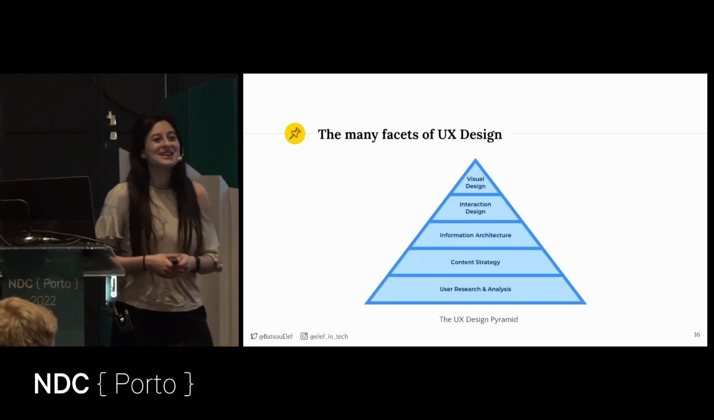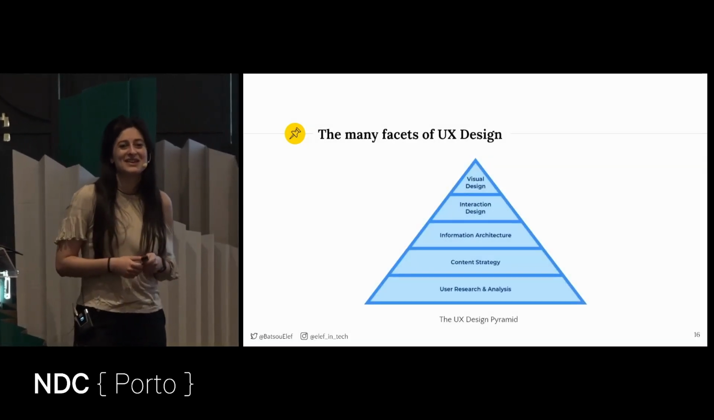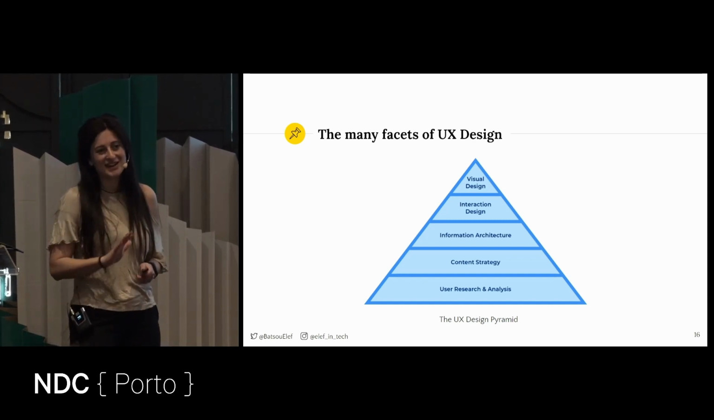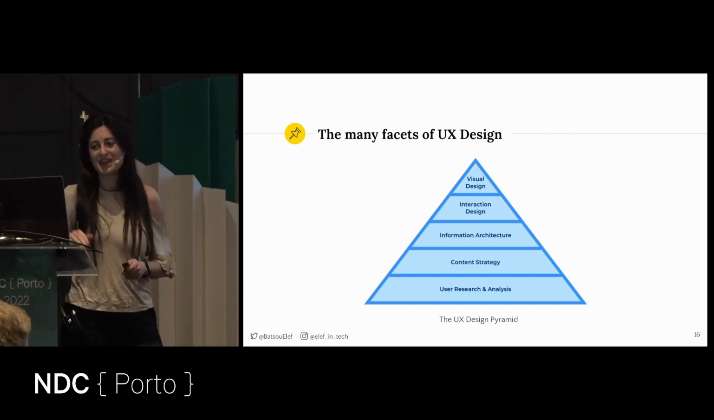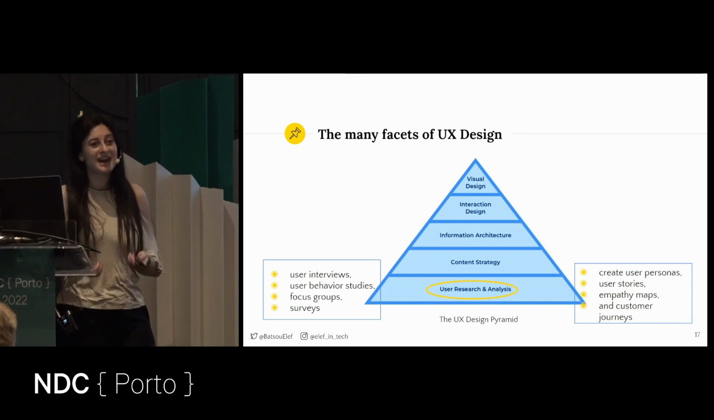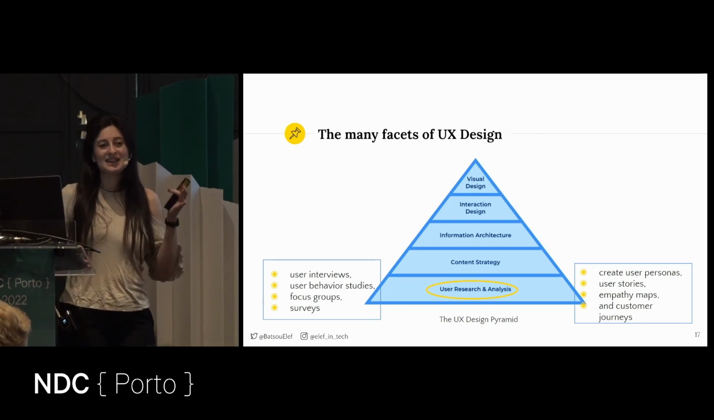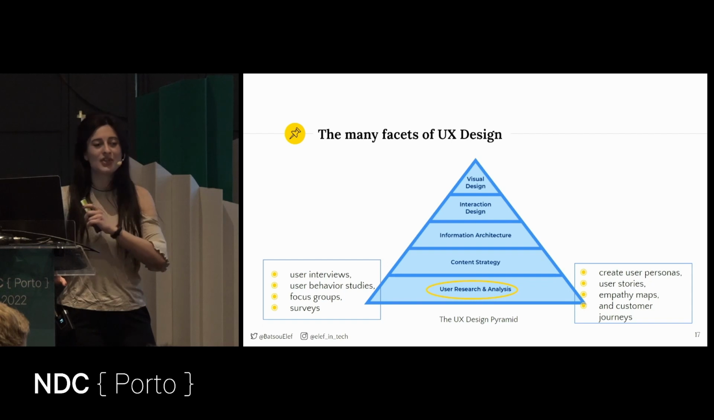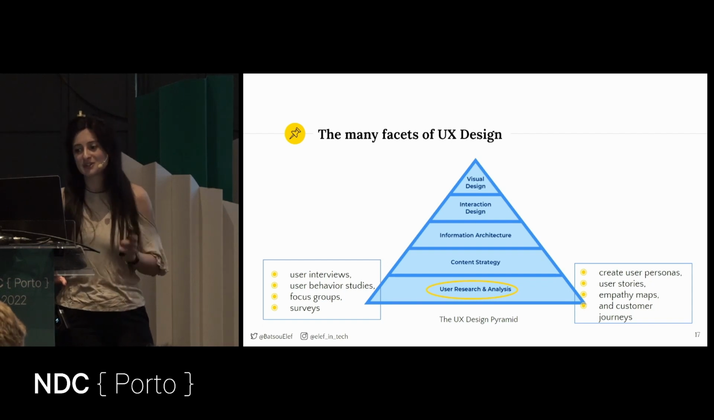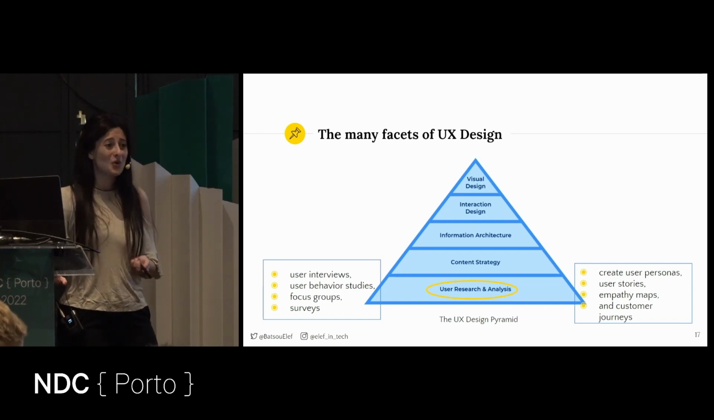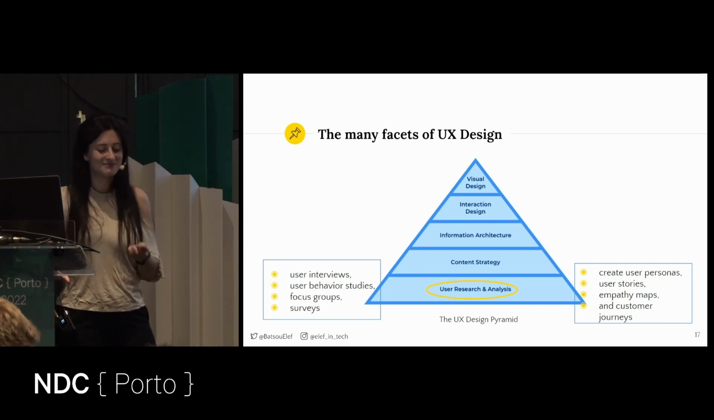All right, so now let's answer my question. What does a UX designer really do? He does a lot of things, really a lot of things. I have here this pyramid, and we will start from bottom to top. So user research and analysis, this is the first thing. In this stage, we will have user interviews, user behavior studies, focus groups, and surveys. And also the researcher will create user personas, user stories, empathy maps, and customer journeys. He will do even more things, but I have here just some basic things.